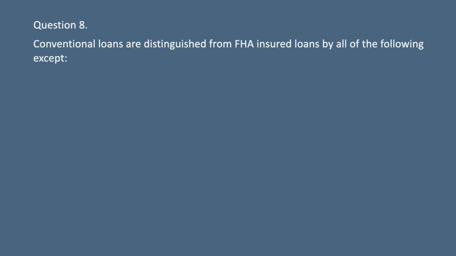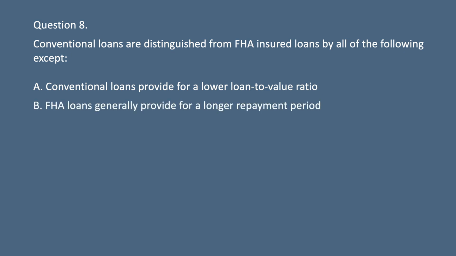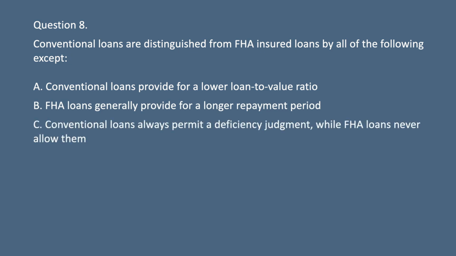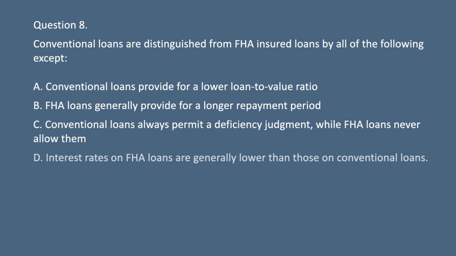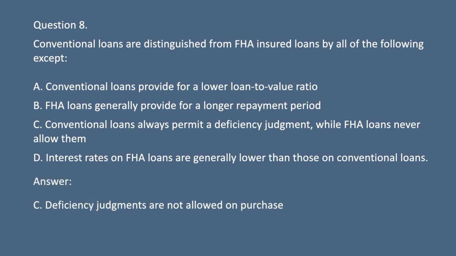Question 8. Conventional loans are distinguished from FHA-insured loans by all of the following except A. Conventional loans provide for a lower loan-to-value ratio. B. FHA loans generally provide for a longer repayment period. C. Conventional loans always permit a deficiency judgment, while FHA loans never allow them. D. Interest rates on FHA loans are generally lower than those on conventional loans. Answer. C. Deficiency judgments are not allowed on purchase.